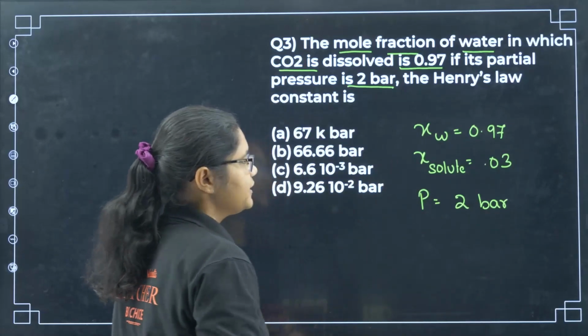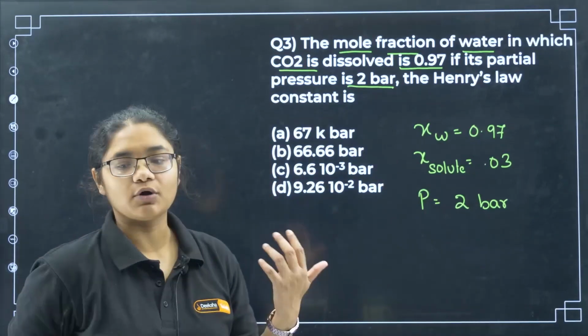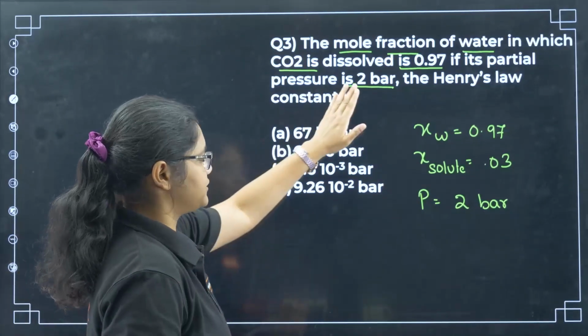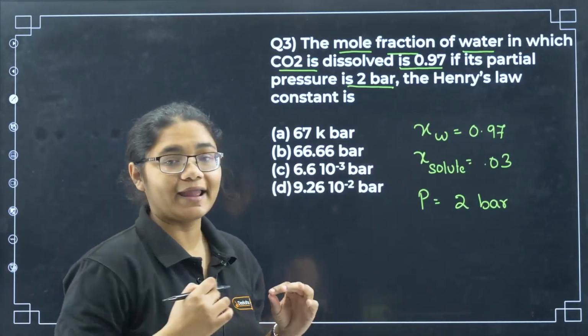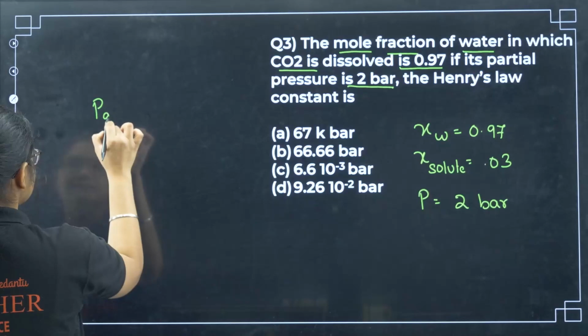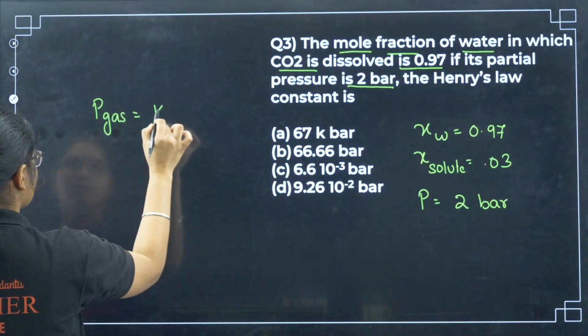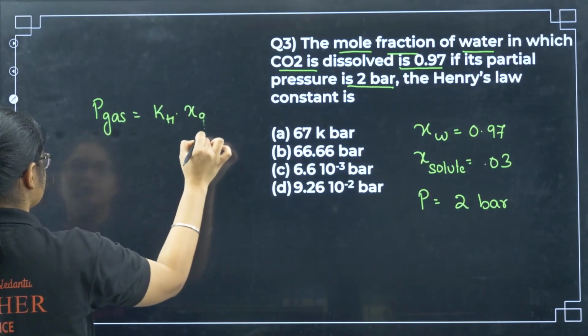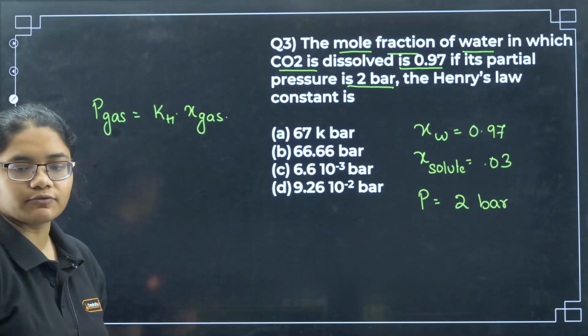Okay, partial pressure is 2 bar and you have to calculate the Henry's law constant. So I have this formula, P of the gas is equal to, so whatever formula I am writing, please note down those formulas. kH into mole fraction of the gas.